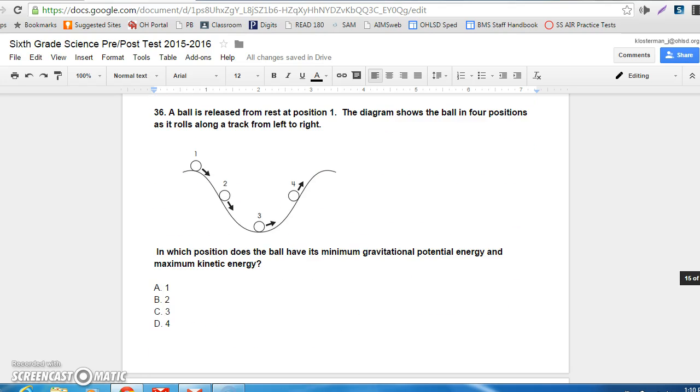Number 36. A ball is released from rest at position 1. The diagram shows the ball in 4 positions as it rolls along a track from left to right. In which position does the ball have its minimum gravitational potential energy and maximum kinetic energy? A, 1, B, 2, C, 3, or D, 4?